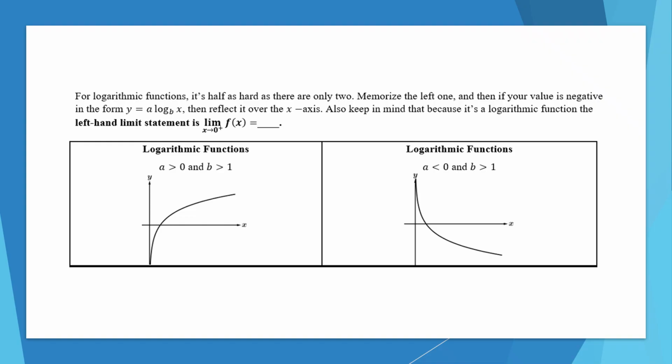All right, now logarithmic. For a logarithmic function, it's only half as hard because instead of 4 graphs like the exponential, there's only 2. Basically, just memorize the left one. Here, a is assumed to be positive, and then b is assumed to be greater than 1. B will always be greater than 1. And this will be in the form of like f of x equals a log base b of x. And then the only thing that could change is what happens when a is negative. Remember, a being negative means a vertical reflection over the x-axis.